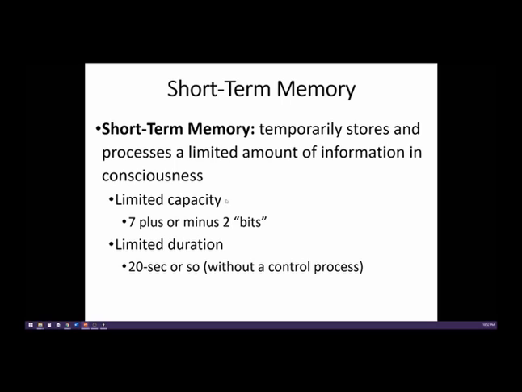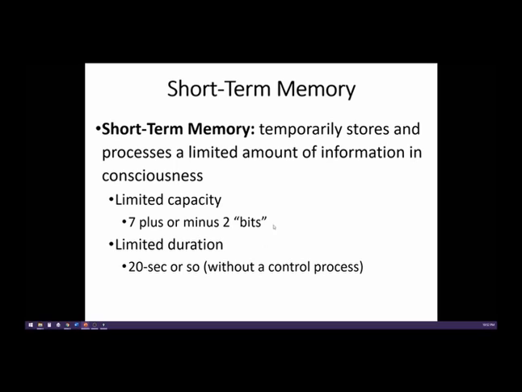Pretty straightforward. But if you've ever tried to hold a bunch of stuff in your mind at one time, you would know that your short-term memory has a very limited capacity. On average, humans have a capacity of about 7 plus or minus 2 bits, and bits just being bits of information. So maybe you could remember a grocery list that has 7 items on it, but only for a short time. But if I gave you 12 items, you'd struggle to remember all of that.